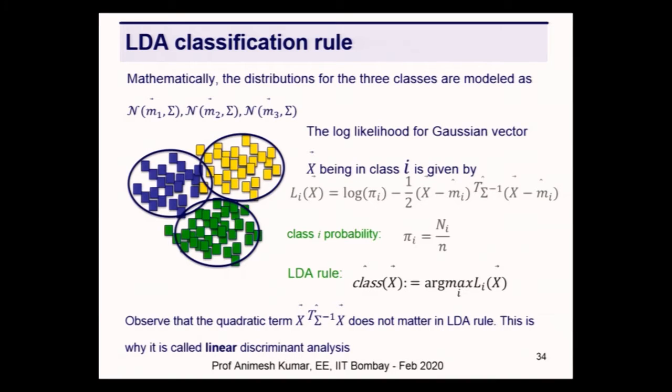Now it so happens that if I change i here, you would notice that there's a term x vector transpose times sigma inverse times x vector. That's the so-called quadratic term.